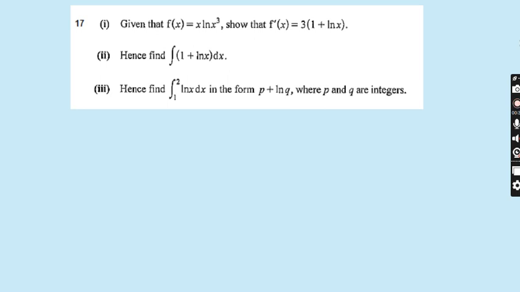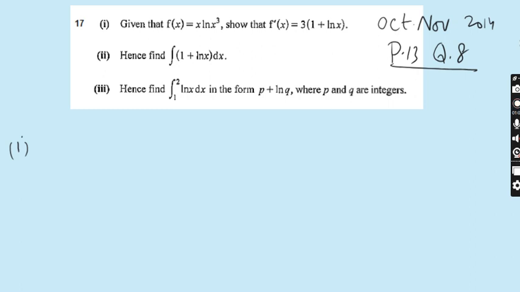This question came October November 2014, paper 13, question number 8. Part number 1. Given that f(x) equals x ln x cube, show that f dash x is equal to 3 into 1 plus ln x.